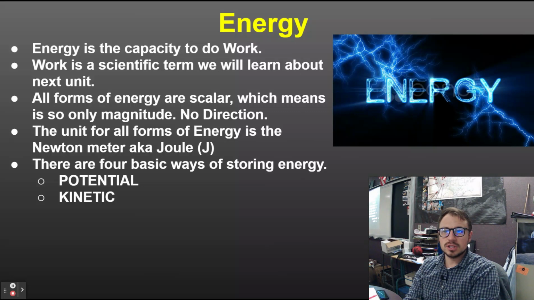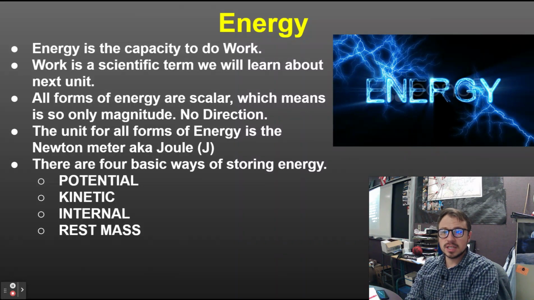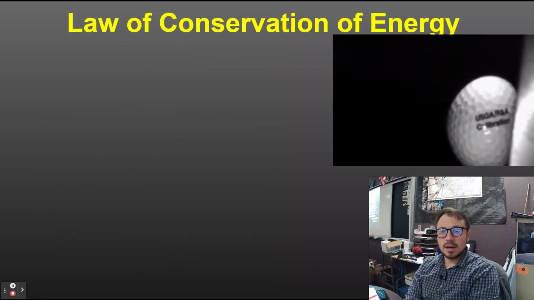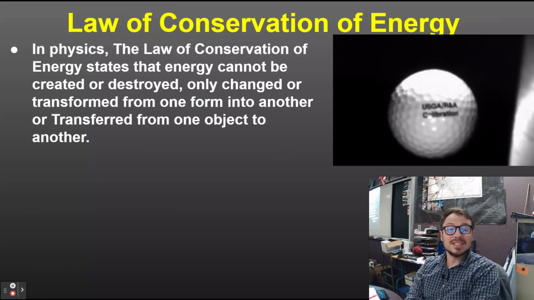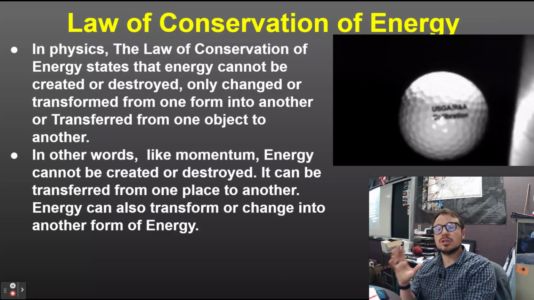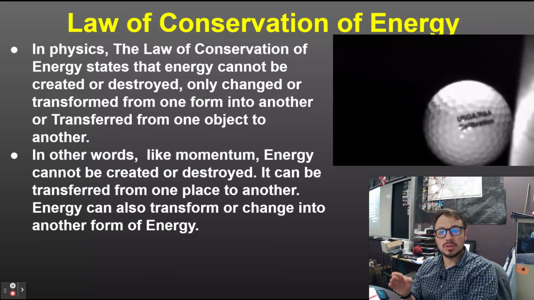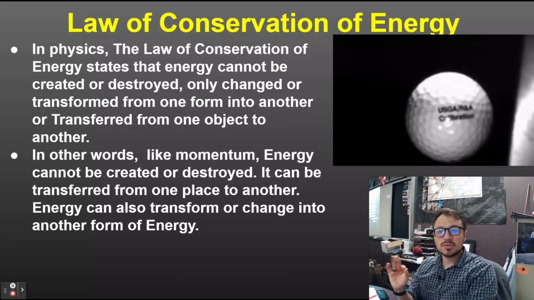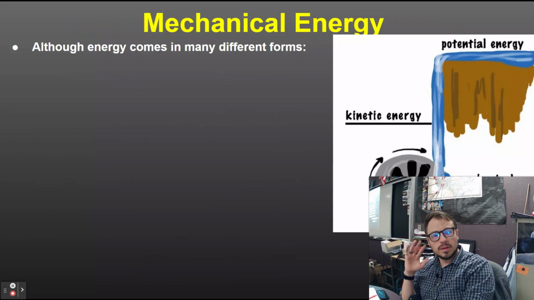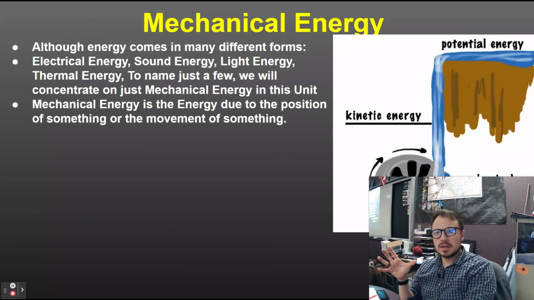The four ways to store energy are potential, kinetic, internal, and rest mass. We're really looking at potential and kinetic. The law of conservation of energy basically states that energy cannot be created or destroyed. It can be transferred from one place to another, but energy can also transform or change into another form of energy.